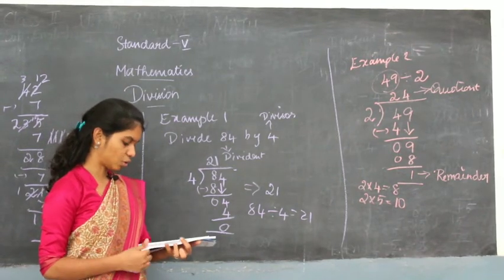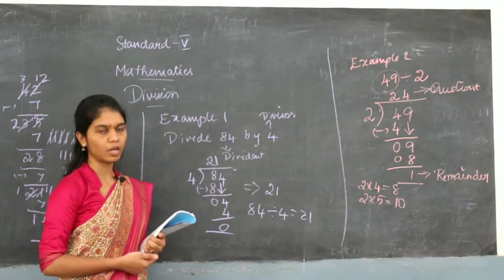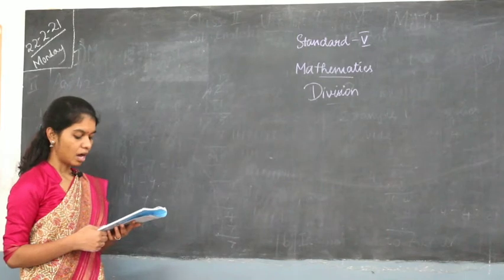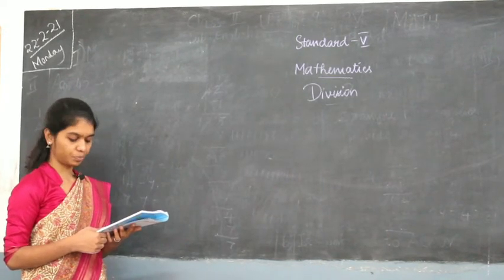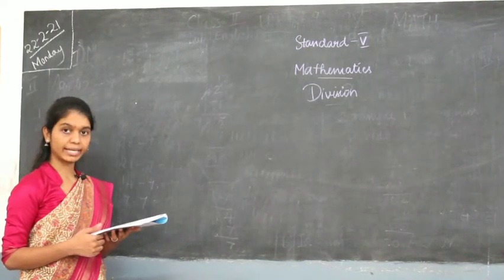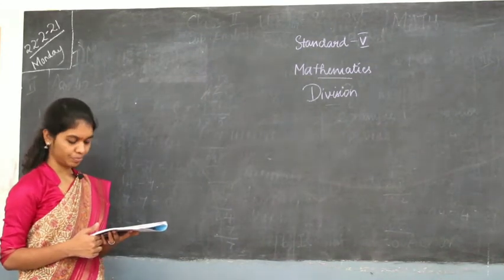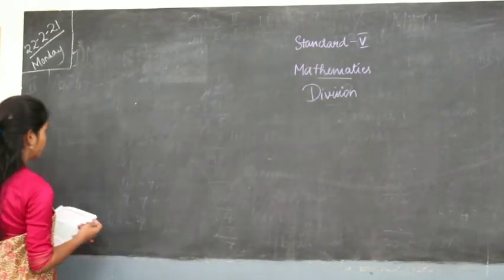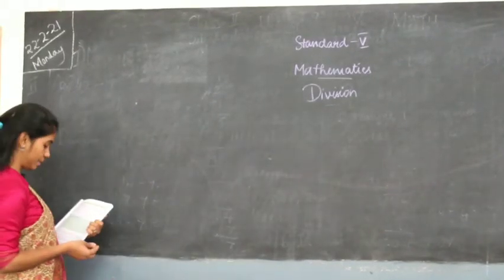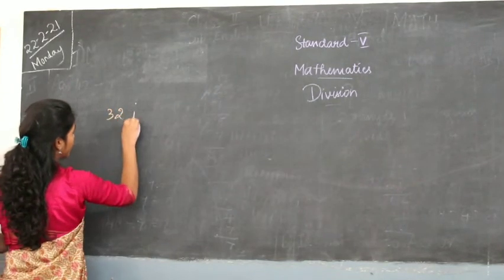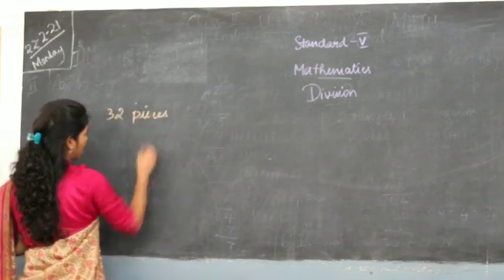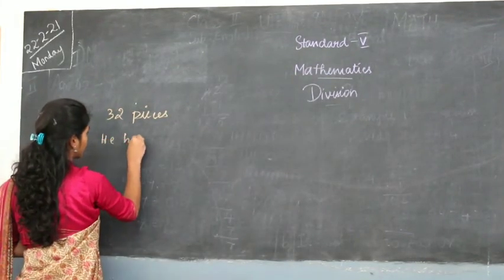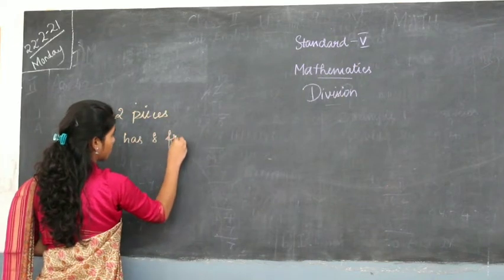Now what you are going to do is you are going to see example 3, which is a life problem. Example 3. Srinivasa has a chocolate box having 32 pieces. He wants to share it equally among his 8 friends. How many pieces does each friend get? Okay, so first, Srinivasa has how many pieces of chocolate? 32 pieces. And how many friends does he have? He has 8 friends.